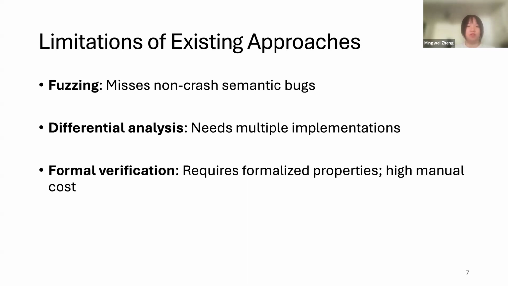And also, we know formal verification is very accurate and really powerful in many situations. But one thing is that it requires formalized and precise properties, which often requires a lot of manual effort. So these are all the limitations of existing approaches to functional bug detection. And these limitations probably all have the same root cause, which I think is a lack of automated oracles.